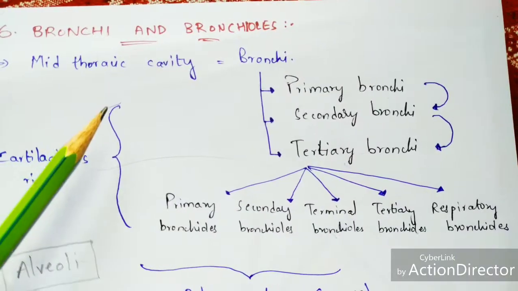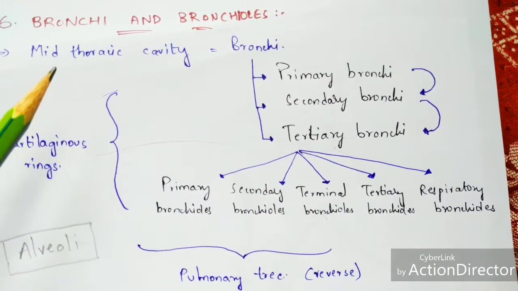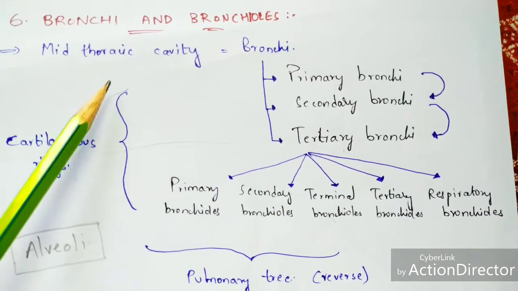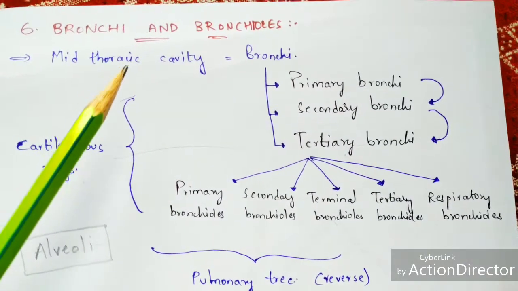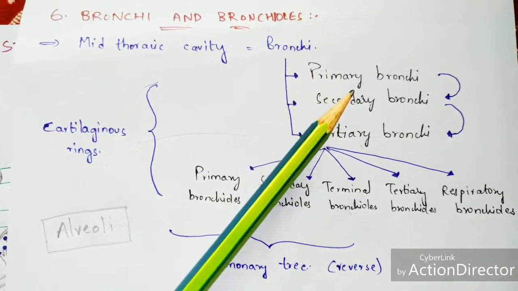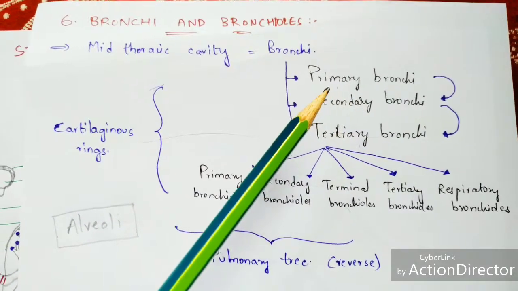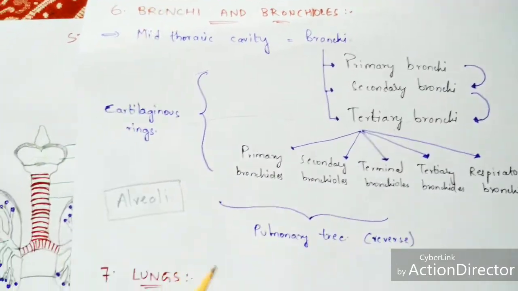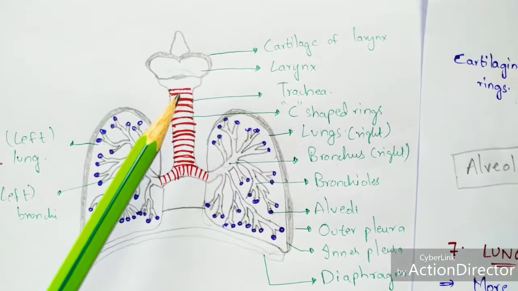Sixth one, bronchi as well as the bronchioles. So normally I have explained the trachea, right? And the trachea will open into bronchi, and that bronchi will open into bronchioles. Let us explain this briefly. If you see here, this is present in the mid-thoracic cavity region itself, and that region will open into the bronchi. And the bronchi are of three types: primary bronchi, secondary bronchi, tertiary bronchi. So by this you have to understand by yourself the thoracic region, which consists of this one trachea. The trachea will open into bronchi, and that bronchi will open into bronchioles, right?